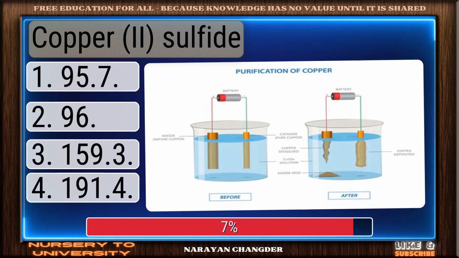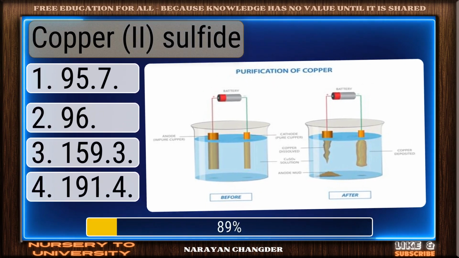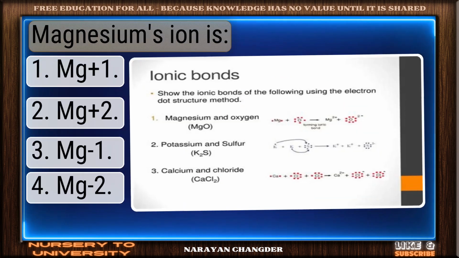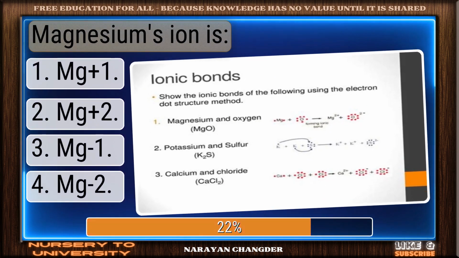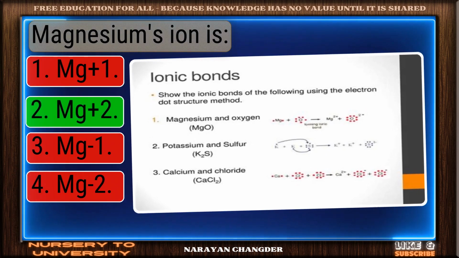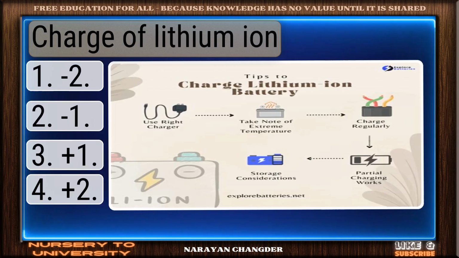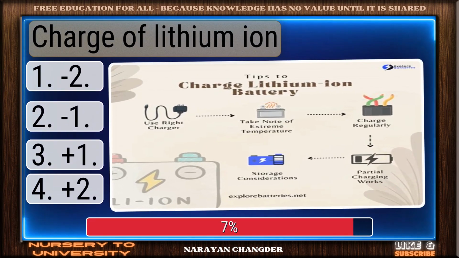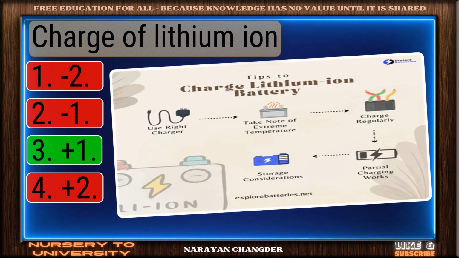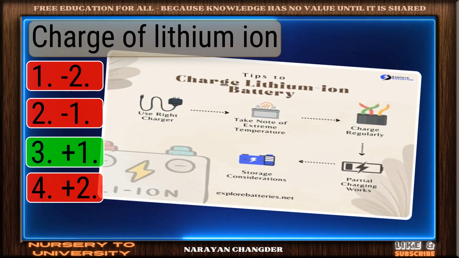Copper sulfide. Smart move. 95.7 is an accurate answer. Magnesium cyanide. Valid point. G plus 2 is true. Charge of lithium ion. Right choice. +1 is the best answer.